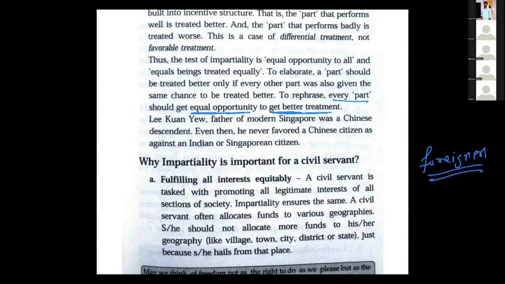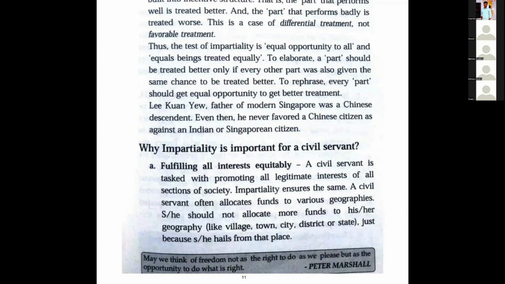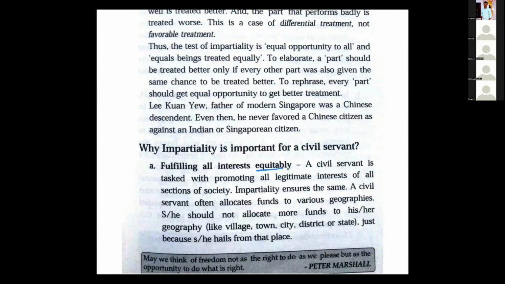Okay, fine. Why is impartiality important? Impartiality क्यों चाहिए civil servant के लिए? Fulfilling all interests equitably, equal तरीके से. A civil servant is tasked with promoting all legitimate interests of all sections of the society. Impartiality ensures the same. अगर आपके पास impartiality value है, so you will promote the interests of all sections of people.